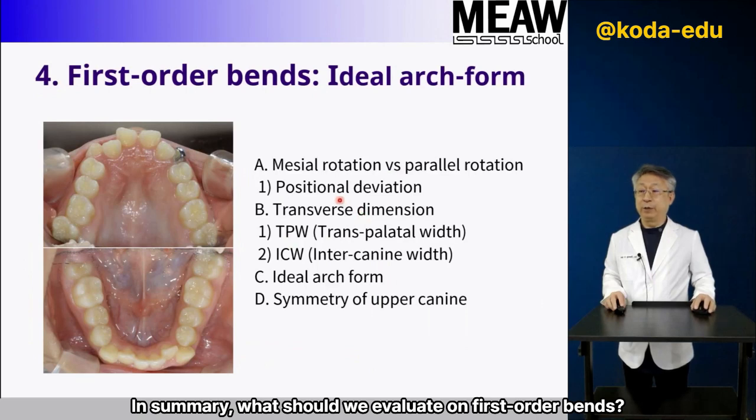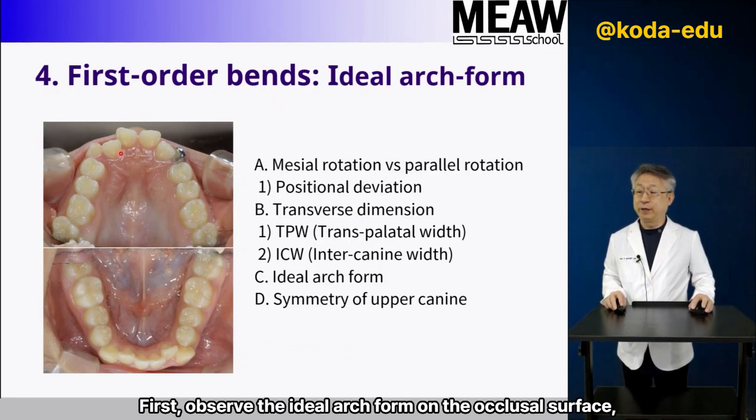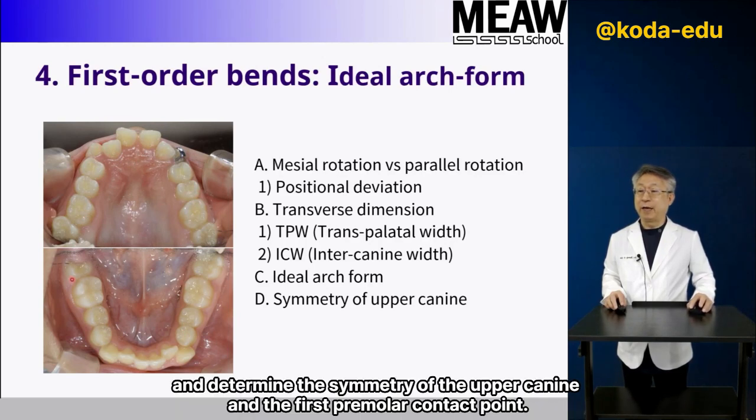In summary, what should we evaluate on first-order bends? First, observe the ideal arch form on the occlusal surface. Evaluate whether the first molar is parallel or mesially rotated. Measure TPW and ICW to assess transverse dimensions. And determine the symmetry of the upper canine and the first premolar contact point.